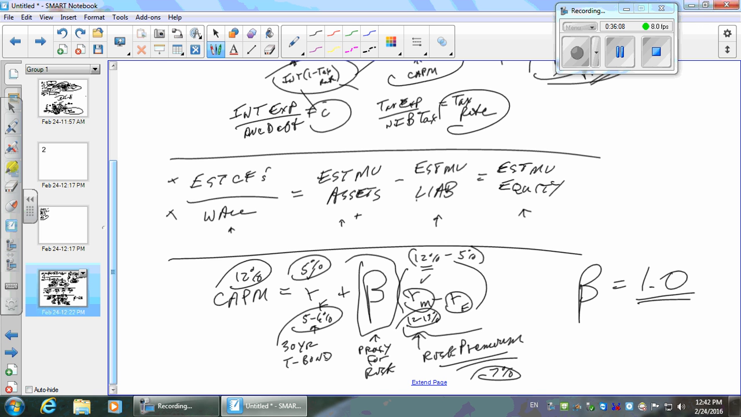And if I put 1 in this formula, what happens? 1 times 7% plus 5% is 12%, huh? What though if it has a beta of 2.0? We think that's much more risky, like twice as risky as the market, because it varies twice as much.